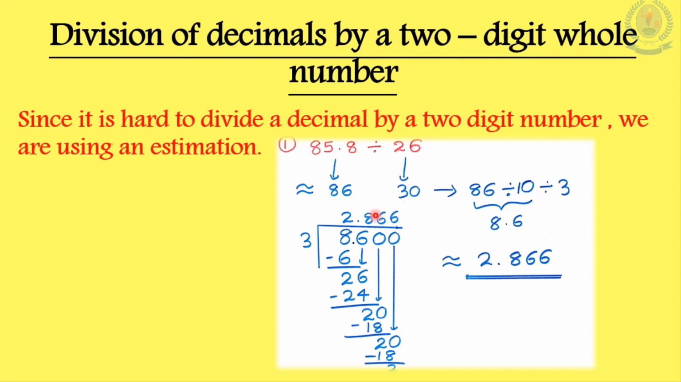After dividing 86 by 10, 8.6 is coming, then we have to divide that 8.6 by 3, then the answer will be 2.866.